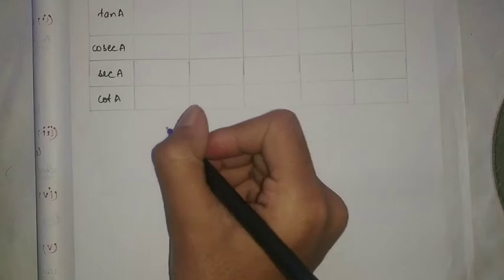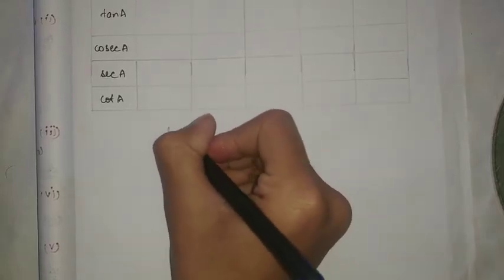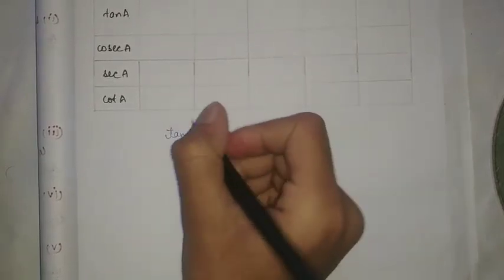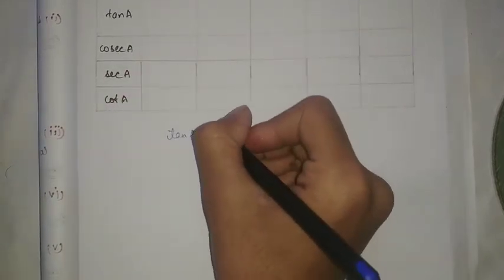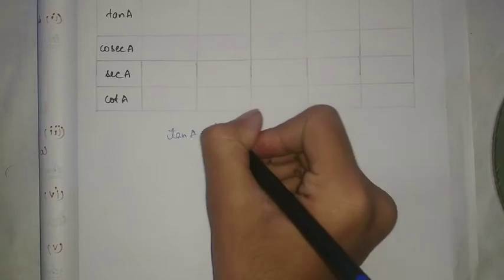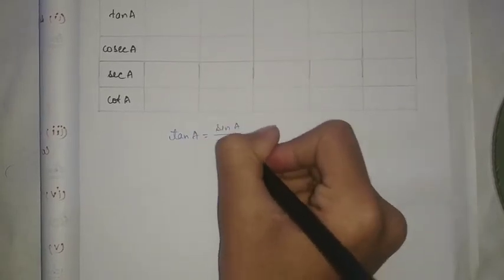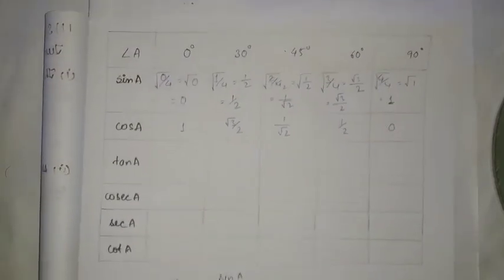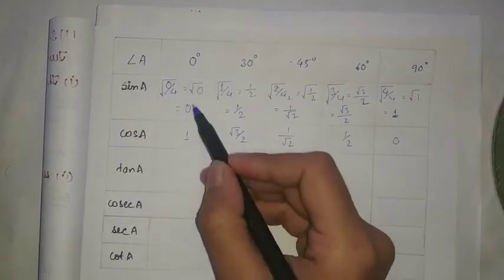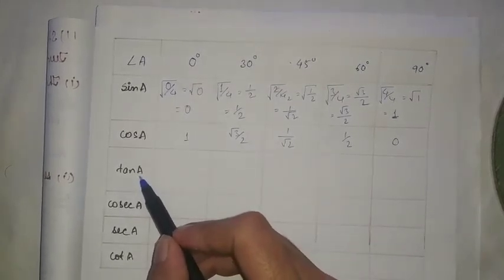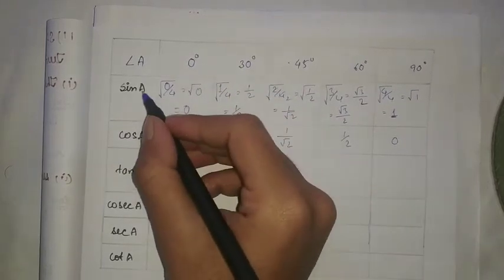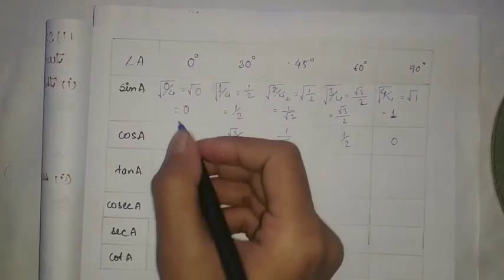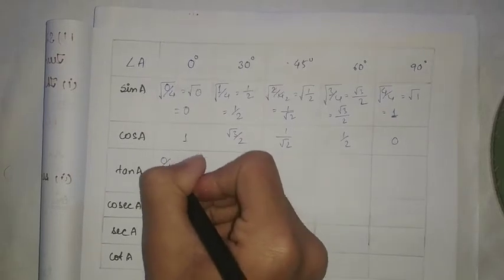Once you know the values of sine of A and cos of A, the one simple thing you need to remember for getting the values of tan of A is that it is the ratio of sine of A and cos of A. So if we divide these two numbers, we get the value of tan of A. That is, for tan of 0 degree we divide the value of sine 0 degree by cos 0 degree, that is 0 by 1.